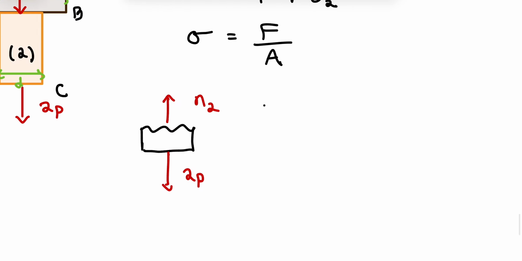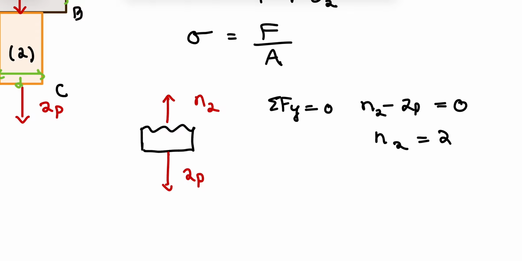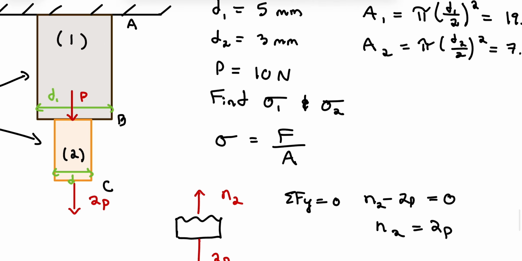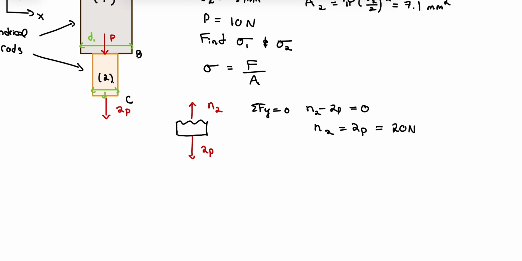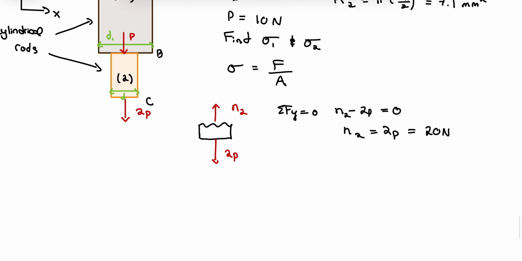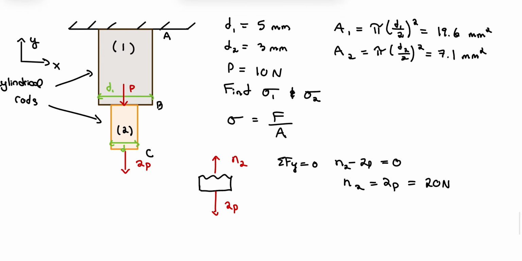Now, if we do the sum of the forces in the y direction like this, we get that N2 minus 2P is equal to 0. So that means N2 has to be 2P. Or, since we know that P is 10 newtons, our normal force in rod 2 is going to be 20 newtons. So awesome, we know our force and area for rod 2, so we can calculate the stress, but let's just keep going and find the force in rod 1 so we can calculate them all at the same time.